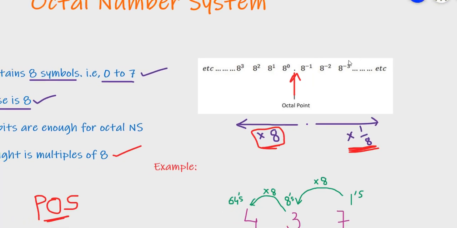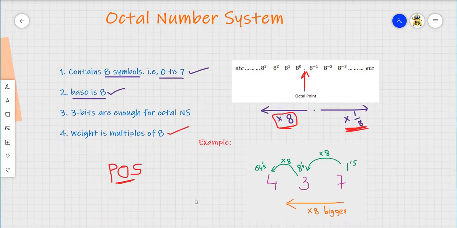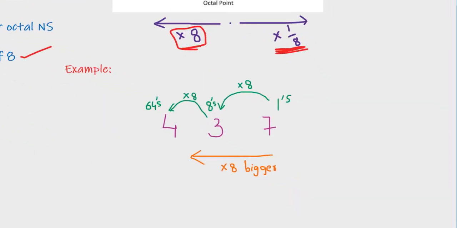Consider an example. 437. 437 is an octal number here. With 7 being in 1's place and next 3. So 1's place multiplied by the base of the octal number, 8. So 1 multiplied by 8 gives you 8, of course. So the second place will be 8's place. What is the third place? 8 multiplied by another 8, 8 8s are 64. And so on it goes, just like how you did in the decimal number system.